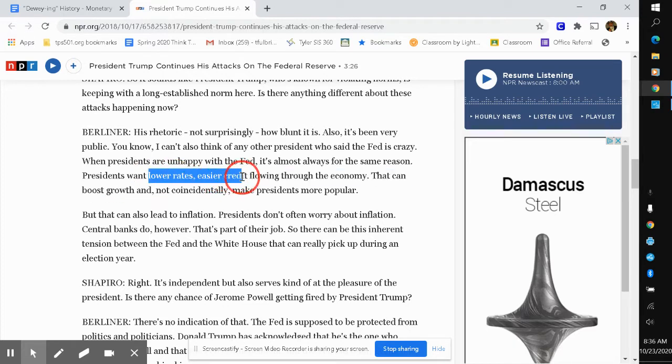If rates are lower, people are able to borrow more money. If people are borrowing more money, that means they have easier credit. If they can borrow more money, it means they're going to buy new homes. It means they're going to buy new cars. They're going to take out loans. If people are taking loans for money, then they're going to spend that money. That money goes into the economy.